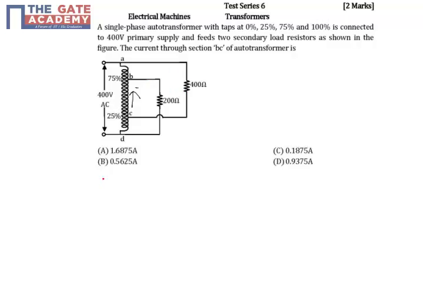Okay. So first I will see the current in section CA due to the load of 400 ohms. So now I am considering only this as the primary and this as the secondary. That means this is not there. I am trying to calculate separately.